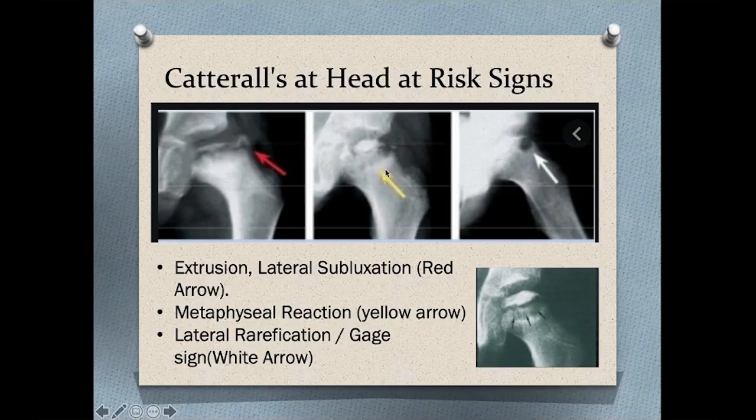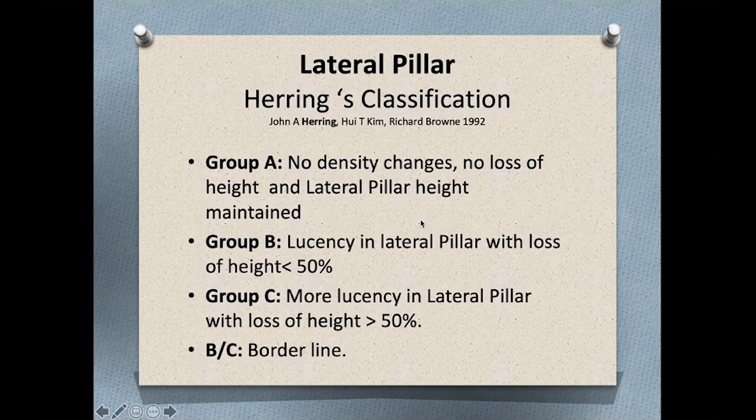Then metaphyseal reaction. The cysts were there, they collapsed and produced areas, and there is the cyst formation, which is the yellow area, the metaphyseal changes. This is the physis. This is the epiphysis. This is again a white area, which shows the lateral reaction and Gage sign, typical signs. And here are the metaphyseal cyst formations. These are the bad prognostic signs as explained by Catterall.